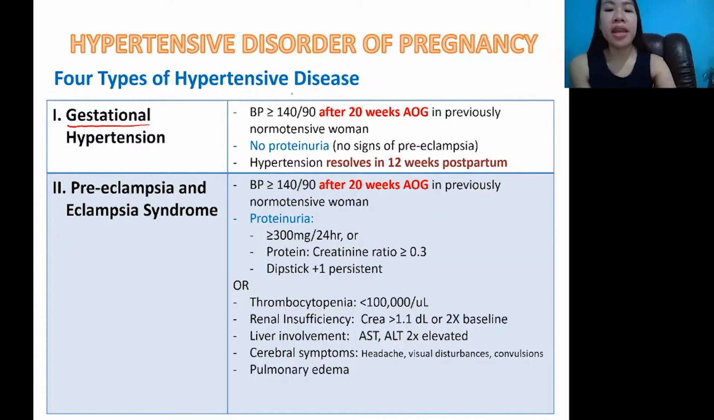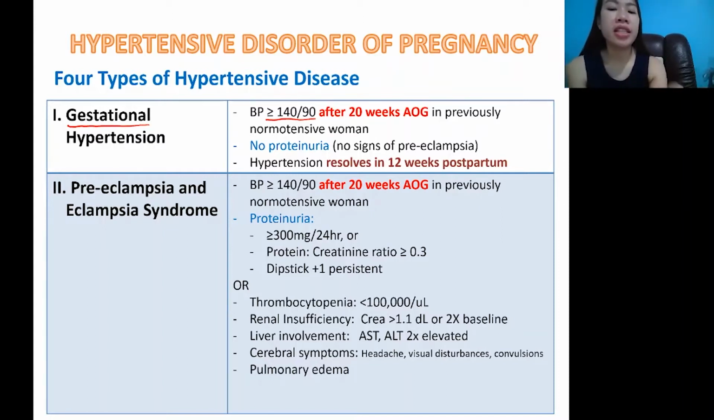This is defined by having a blood pressure that is greater than or equal to 140/90 millimeter mercury that occurs after 20 weeks age of gestation. So you have to take note of the time kung kailan siya nag-occur. Nung nag-20 weeks na or above, saka lang nagkaroon ng symptom na mataas ang BP, previously naman normal. First trimester and early portion of the second trimester, normal ang BP ng nanay natin. Pero after 20 weeks, nagkaroon siya ng BP greater than or equal to 140/90. We call that gestational hypertension.